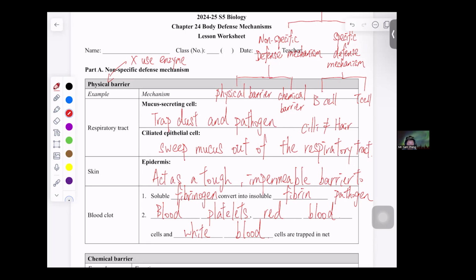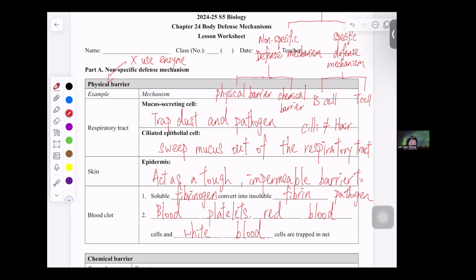Now, we have the second part, which is our skin. There is a layer that we call the epidermis, and basically it is a tough, impermeable barrier, not letting the pathogens get into our body. So therefore, this epidermis can help us to prevent pathogens from getting into our bodies.